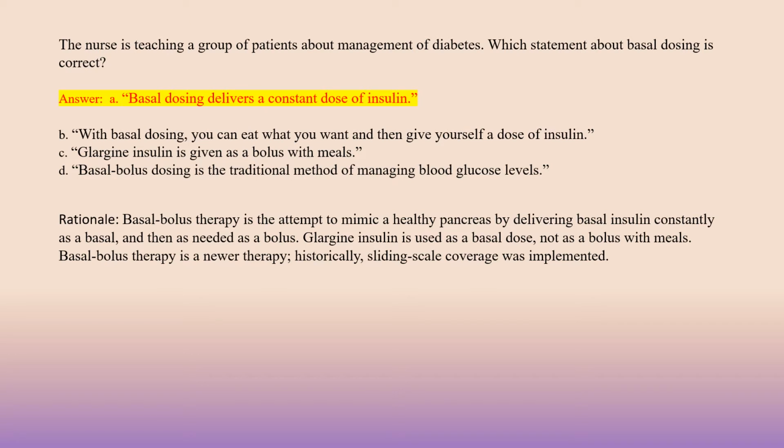Answer: A. Basal dosing delivers a constant dose of insulin. Rationale: basal bolus therapy is the attempt to mimic a healthy pancreas by delivering basal insulin constantly as a basal, and then as needed as a bolus. Glargine insulin is used as a basal dose, not as a bolus with meals. Basal bolus therapy is a newer therapy. Historically, sliding scale coverage was implemented.